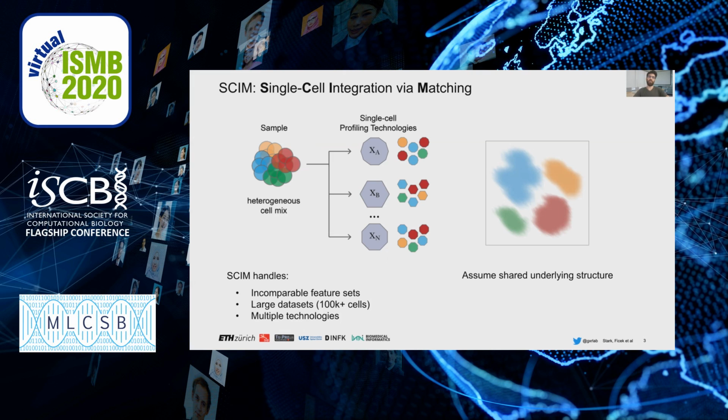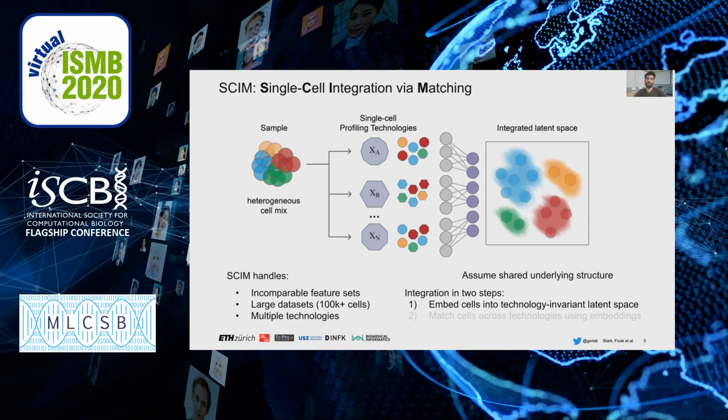Since each technology receives a similar distribution of cells, SCIM assumes that the underlying structure, here represented using the color clouds, is shared between all datasets. This assumption is key, and it's what allows SCIM to integrate datasets without requiring shared features. Integration proceeds in two steps.